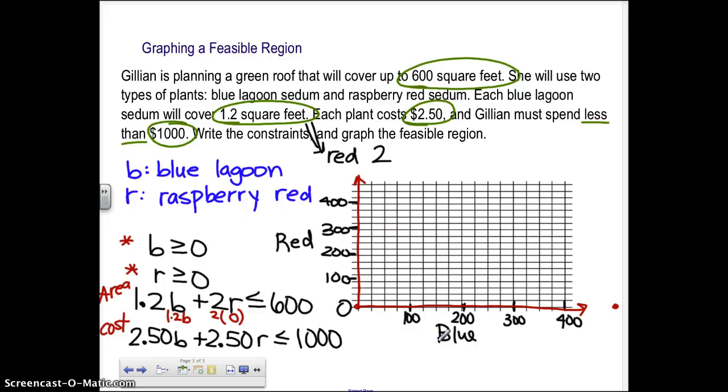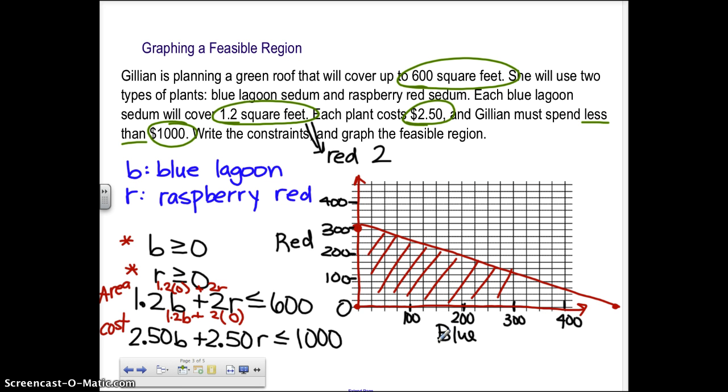We can go the same way and find the intercept of the red. 1.2 times 0 plus 2r. So we're going to divide 600 by 2. This line now has an intercept there. So we very carefully draw a beautifully straight line. Now we want to be less than, so we know we're going to be on the 0 side of that line.